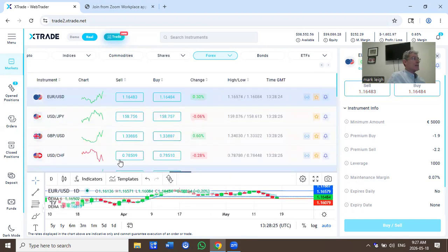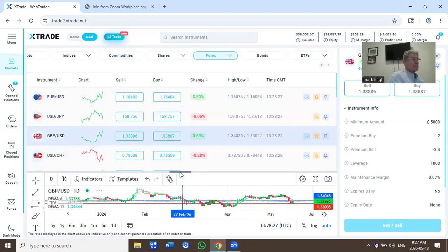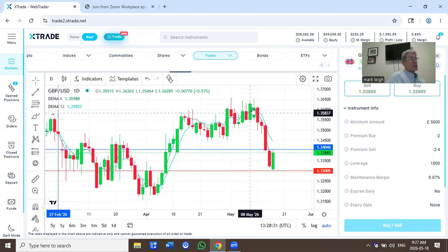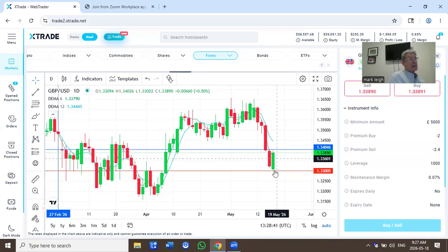Pound against the US is a very similar pattern. You can see that strong downtrend, selling pound, buying US dollar, strong US dollar like we had last week. Today, turnaround, reversal, buying pound, selling US dollar. I've got support at 133 and I've got resistance so far at 134.04, already a 100 pip range.